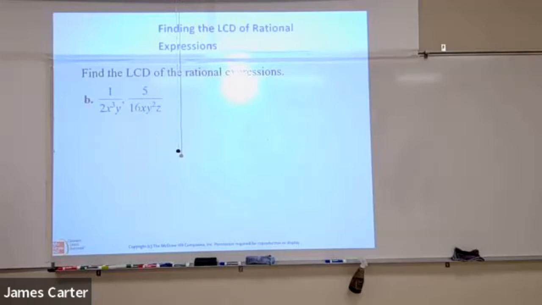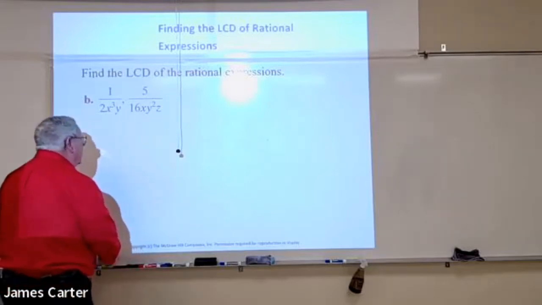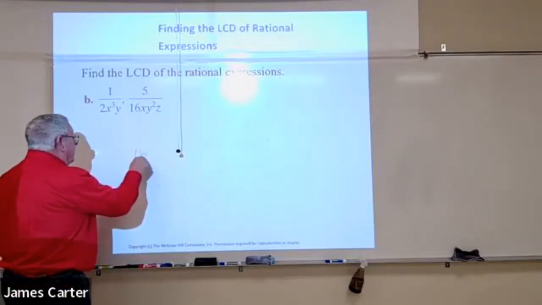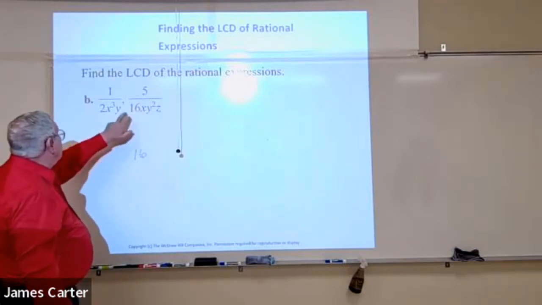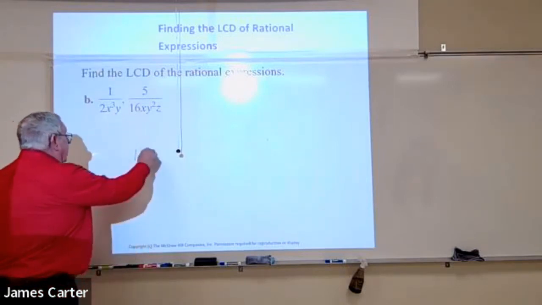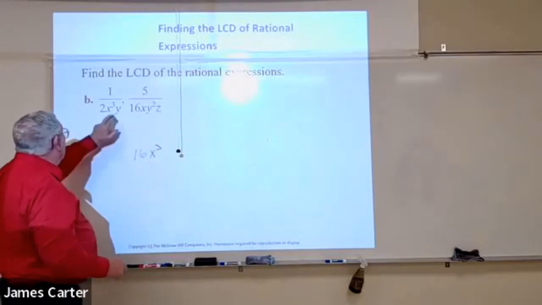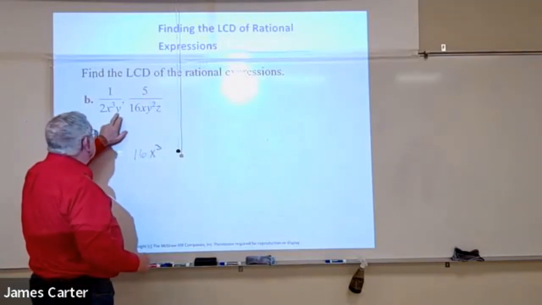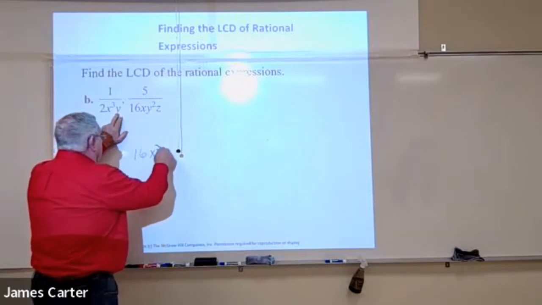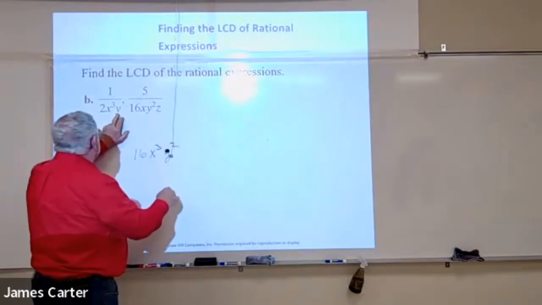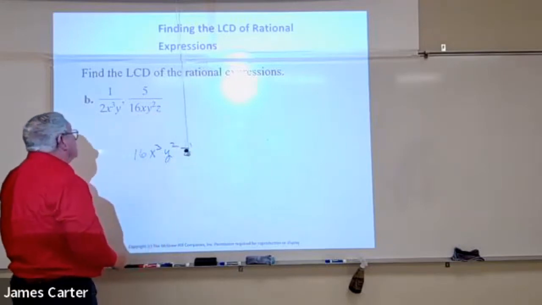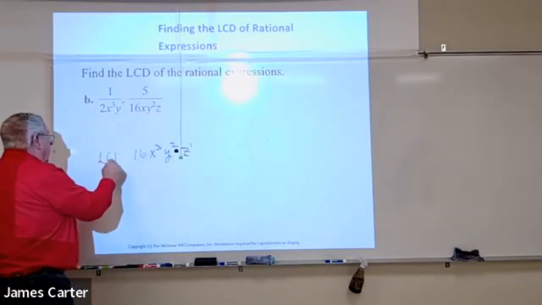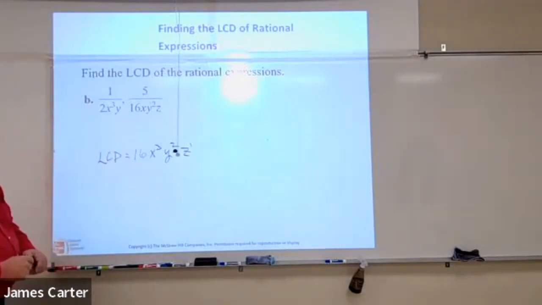Well, 2 goes into 16. So 16 is going to be the numerical part of it. Now let's consider x's. What's the highest power of x's? X cubed. What's the highest power of y's? Y squared. And what's the highest power of z's? Z to the first. So this is your least common denominator.